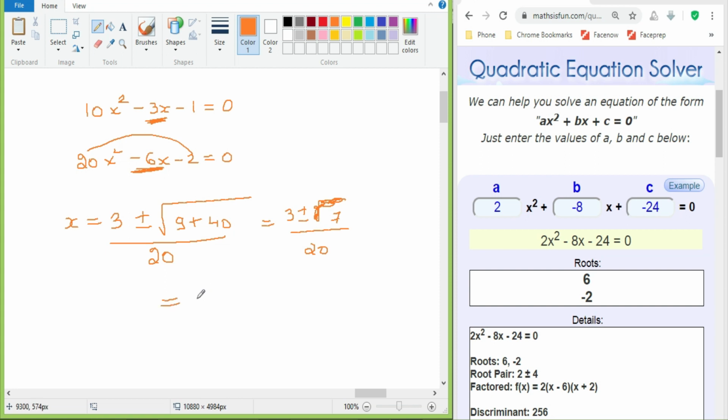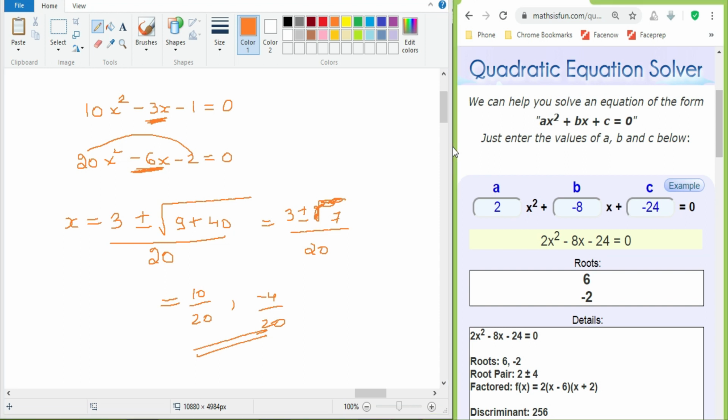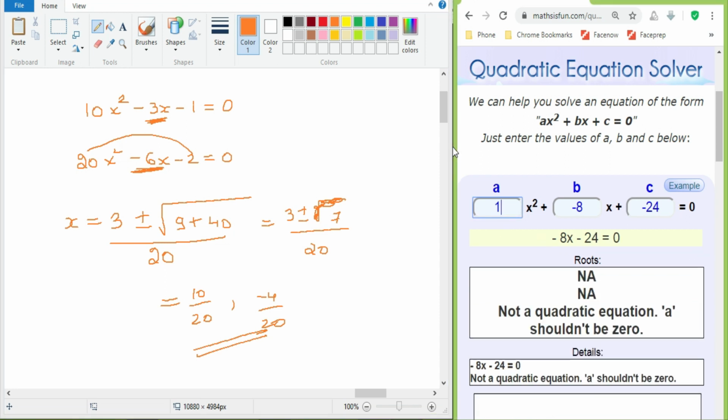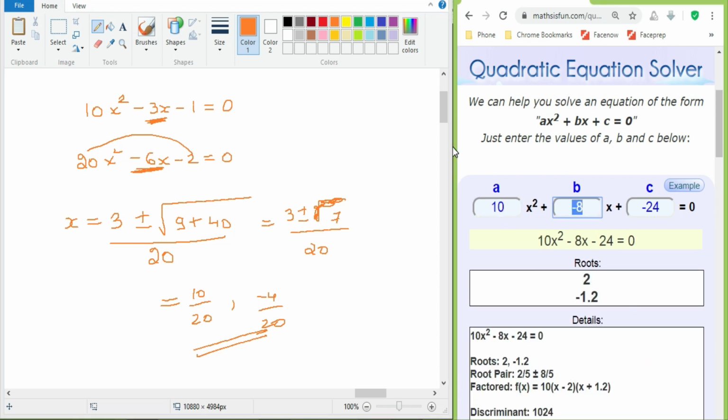I can see the answer is 3 plus 7, 10 by 20. Or I can say 3 minus 7, that is minus 4 divided by 20. So if I'm going to check it over here, 10, minus 3 and minus 1. Look here guys, 10 by 20 is nothing but 0.5 and 4 by 20 is nothing but 0.2. We have got the exact answer.